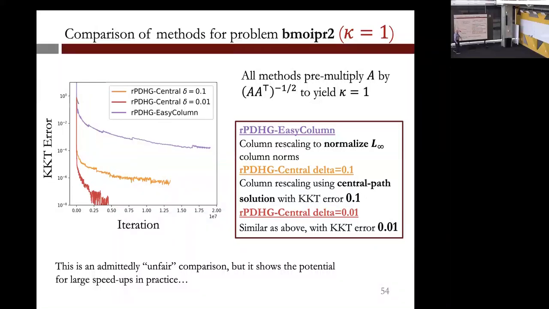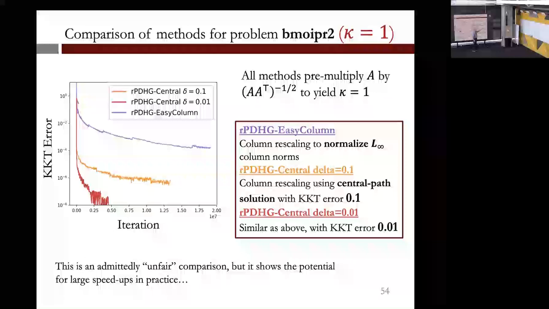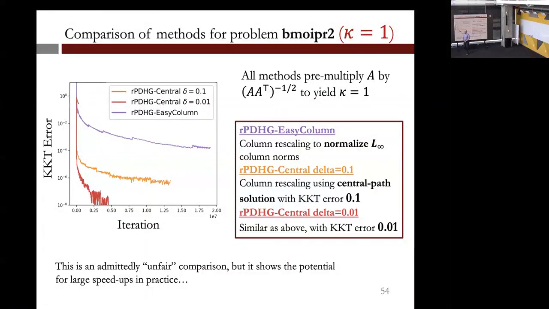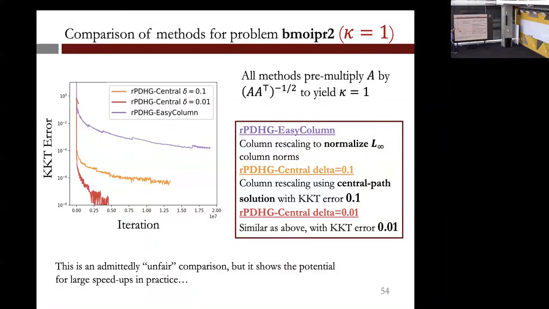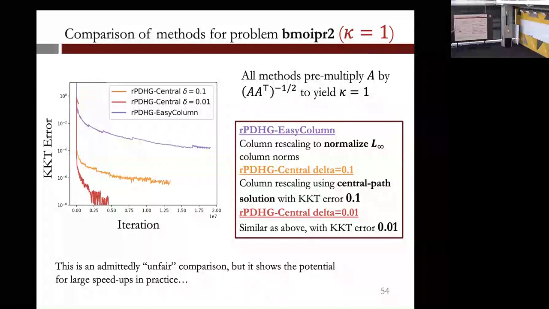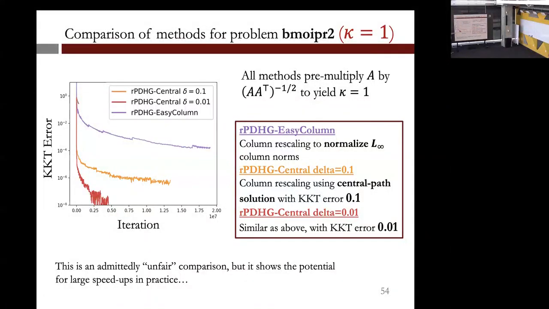Here, if we picked a point on the central path with a delta value of 0.1, think of this as an optimality gap of 0.1. To rescale, instead of getting a tolerance of 10 to the minus 4, we can get down to 10 to the minus 6 very, very easily. And if we pick a point even lower down on the central path, we can converge even faster. Now we can easily get points 10 to the minus eighth after just a few iterations. So I say here, this is admittedly an unfair comparison, but it shows the potential for large speed ups in practice.